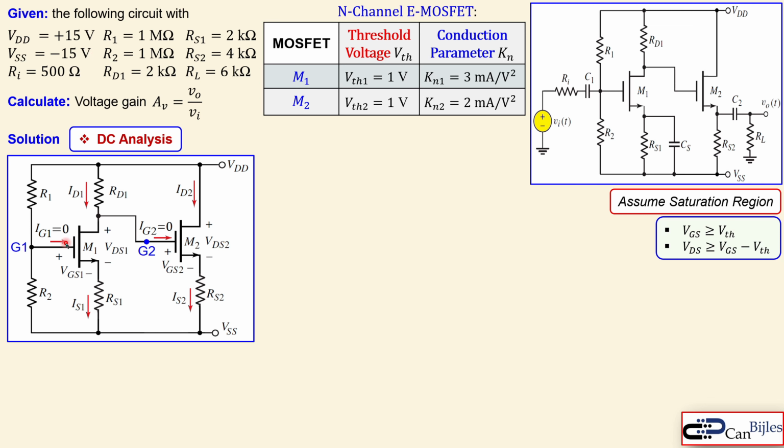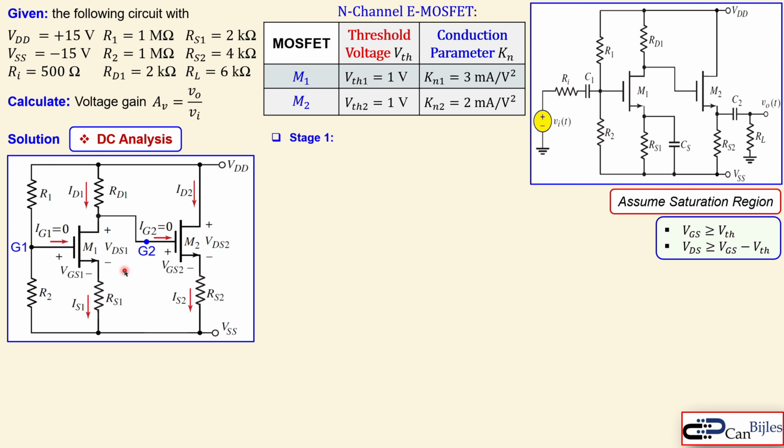Now, we know from the MOSFET that the gate current is always 0, so IG1 and IG2 are both 0 amps. We see here ID1 and ID2, but they are of course equal to IS1 and IS2. So ID1 is equal to IS1, and ID2 is equal to IS2. We would like to check that our assumption of the saturation region is correct, and also calculate the parameters we need in the AC analysis, which is our second step.